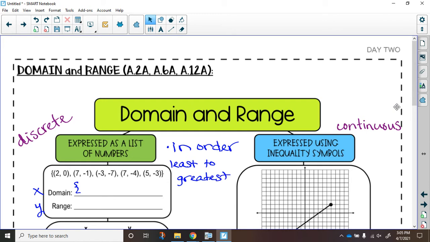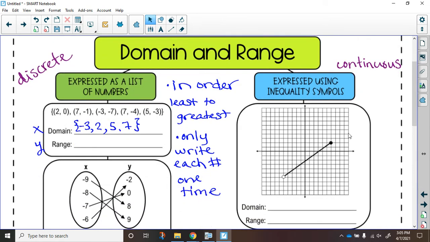So my smallest x value, if we look at this list of numbers, is -3. Then we have 2. We have 5. And I see 2 7s, but we only have to write this once. Another point, only write each number one time. So we're only writing each number one time.